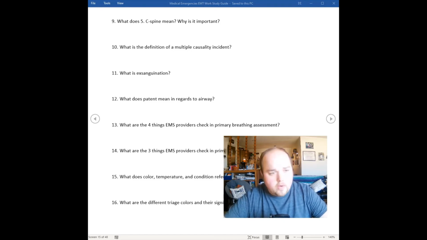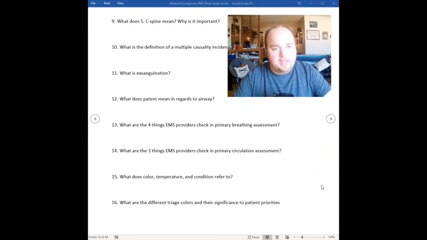And exsanguination begins with our life threats, X, A, B, C, D, E. Exsanguination is life-threatening bleeding that we need to stop immediately by applying direct pressure or a tourniquet. When we talk about airway maintenance, when we talk about airway, it's about keeping the airway open and patent.